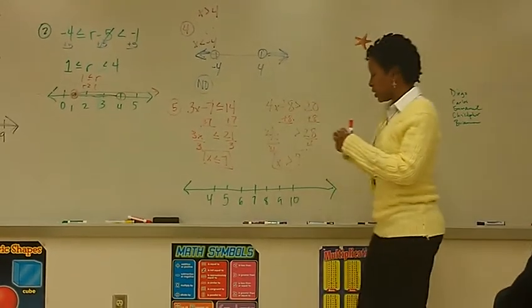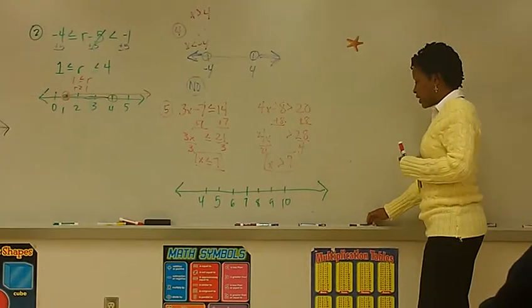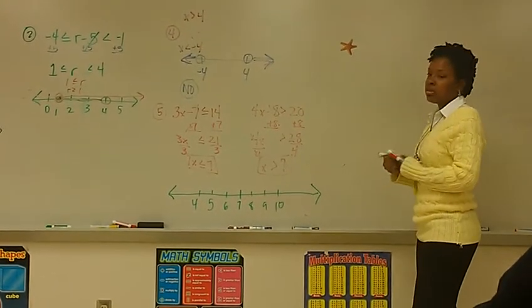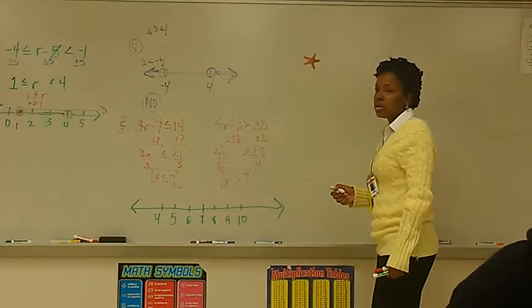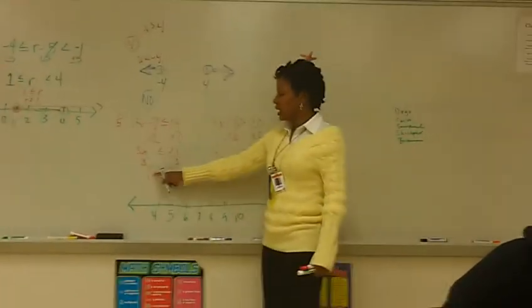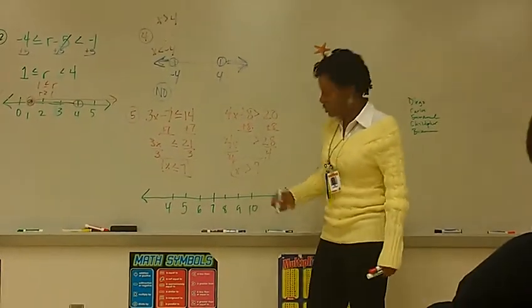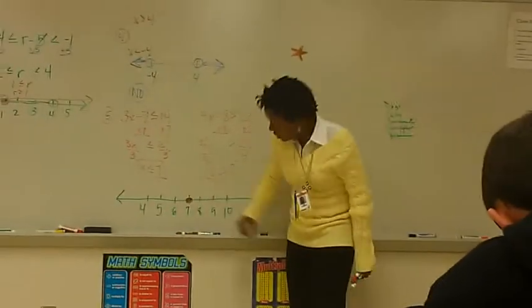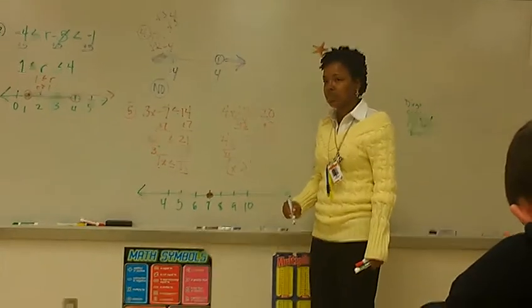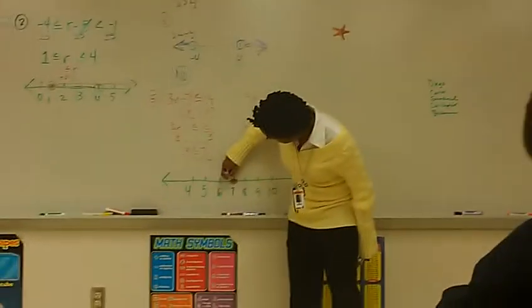Now we're going to see something interesting here. If I try to graph x is less than or equal to 7, is that an open or a closed circle? Repeat the question. X is less than or equal to 7. Open or closed? Closed. Right? Which way is less than? To the left.